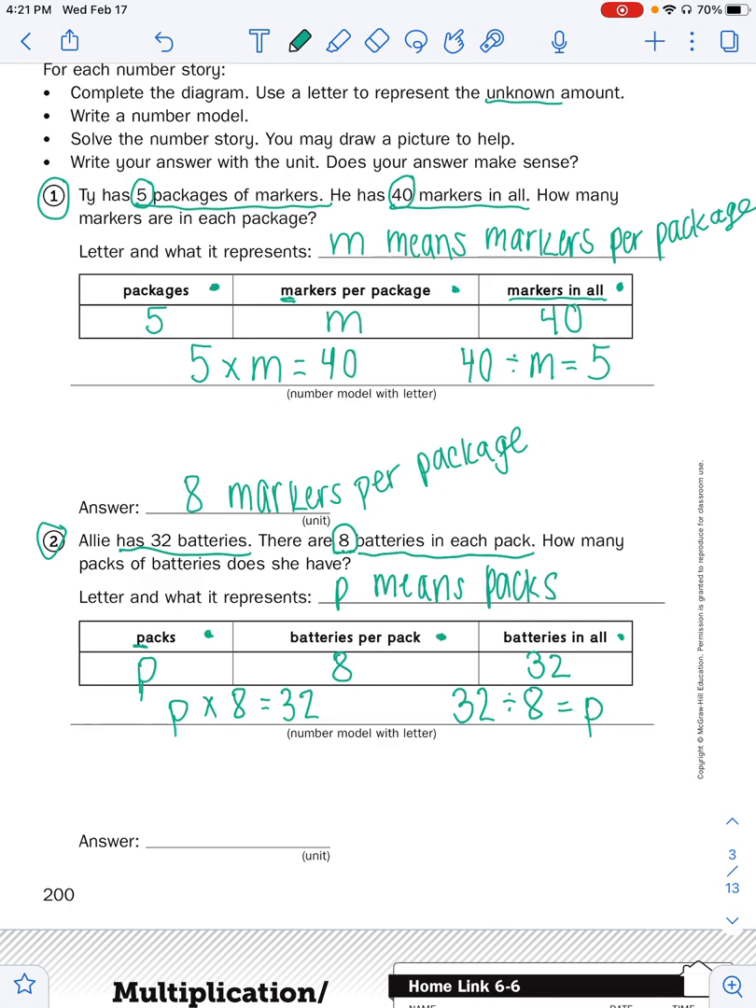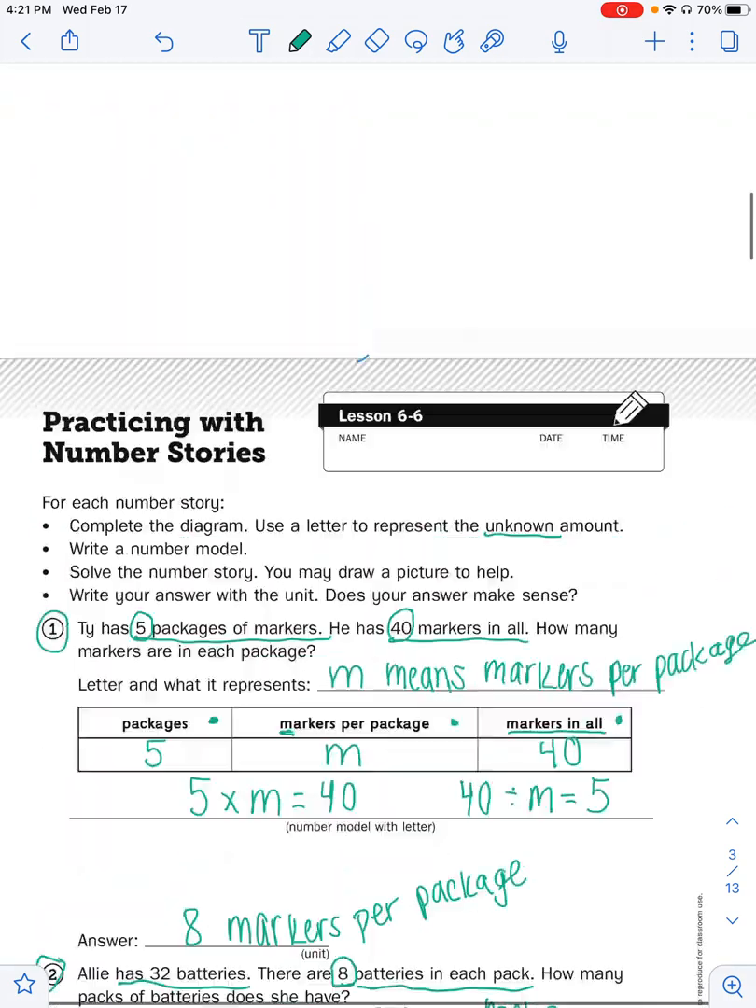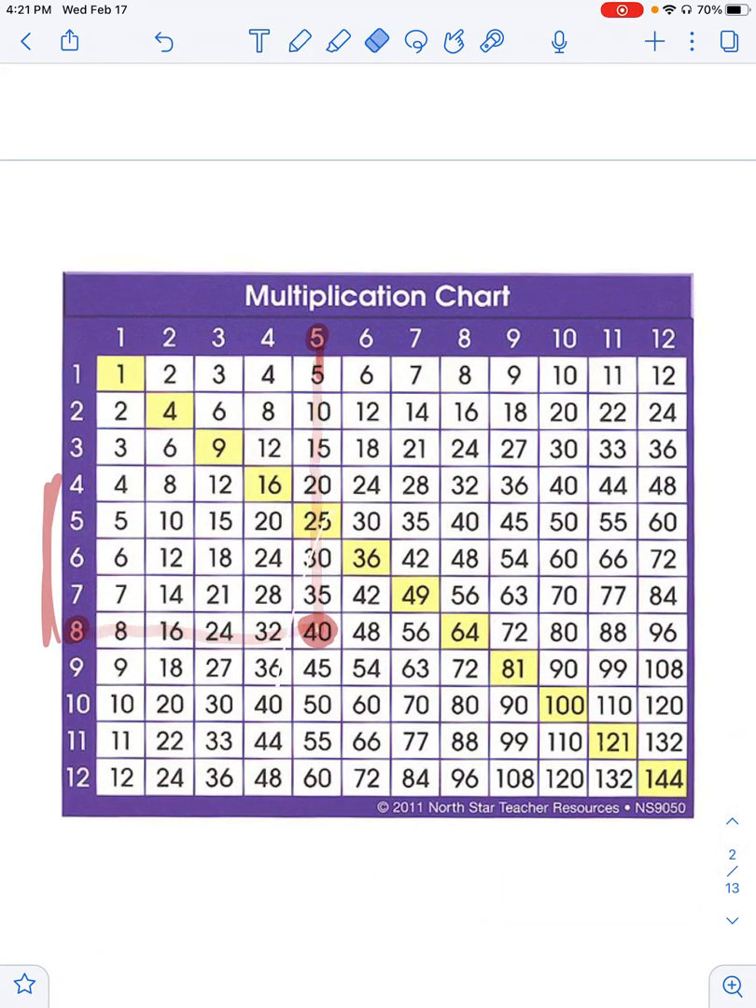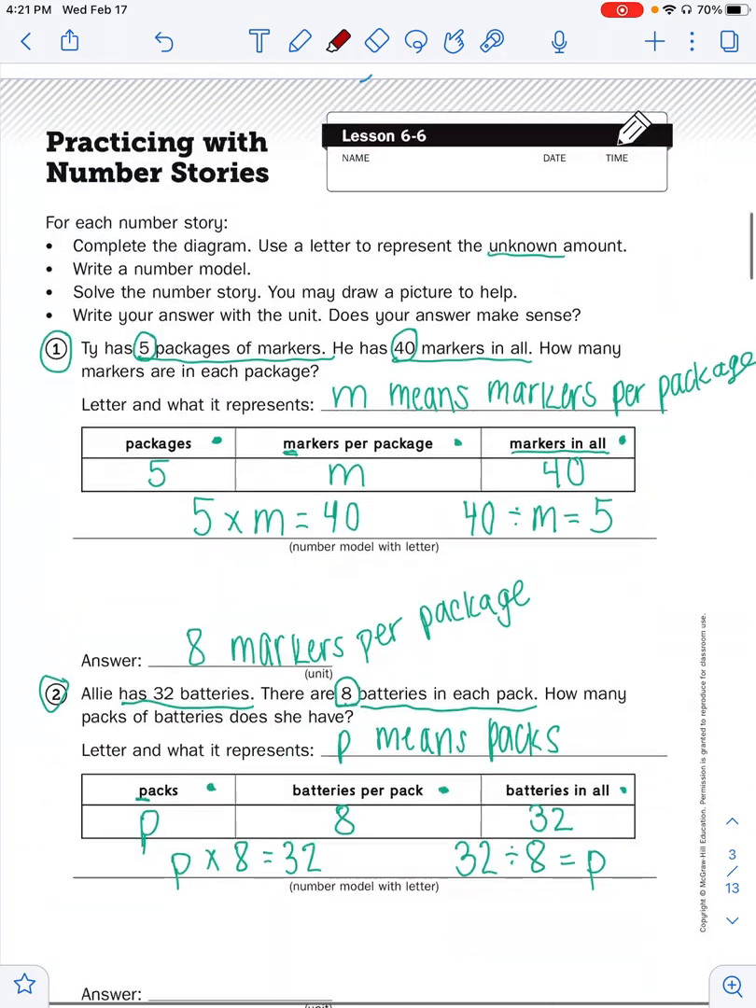Okay, I'm going to use my multiplication chart. I'm trying to find out what I can multiply by 8 to get me to 32. What can I multiply by 8? Okay, let's see. I'm going to go to 8 and I'm going to go down until I get to 32. So I see 8, 16, 24, oh, 32, found it. Now I'm just going to go across this way to figure out which number they multiplied by. Okay, so 4. So 8 times 4 equals 32.